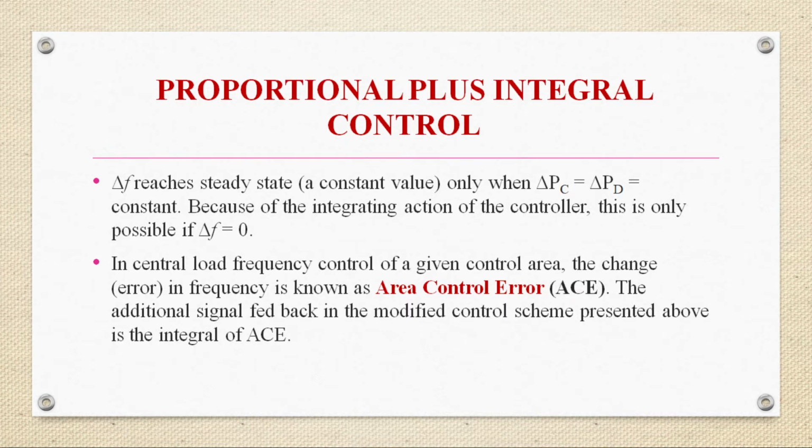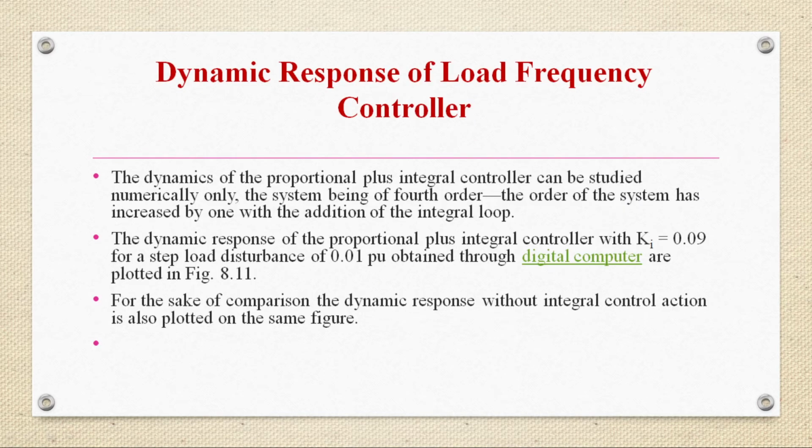So in central load frequency control of a given control area, the error or change in frequency is known as area control error, ACE. So what is area control error? The change in frequency or the error in frequency in central load frequency control of a given control area is called the area control error. So the additional signal feedback in the modified control scheme will be the integral of ACE.